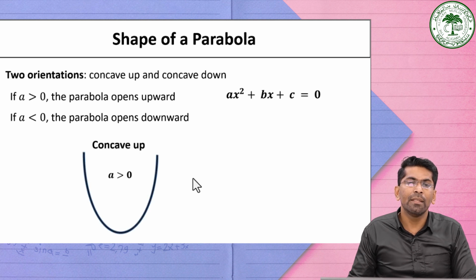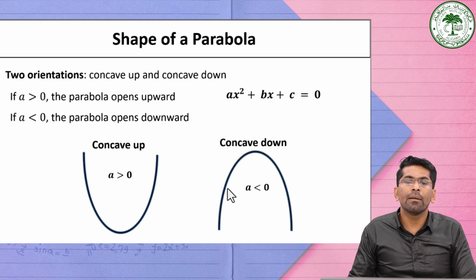So we can see this is the upward, concave up parabola, where we are assuming that a is greater than 0. That means if our coefficient a is greater than 0, then the parabola will look concave up. Similarly, if our coefficient a is less than 0, then the parabola will look like this. It will be concave down. So depending upon the sign of coefficient a, the shape or direction of the parabola is determined.